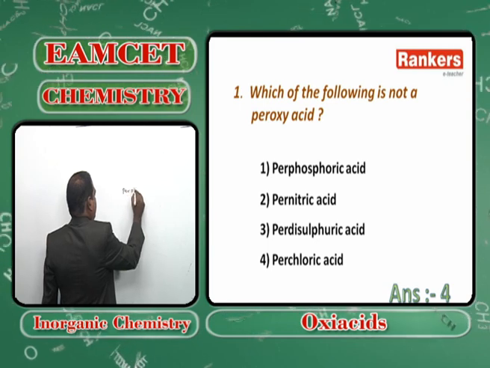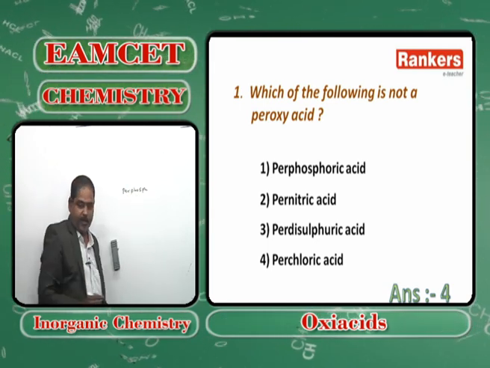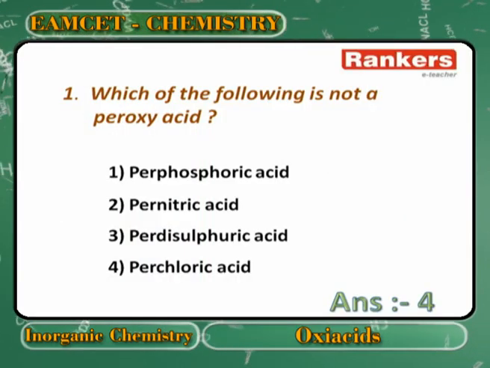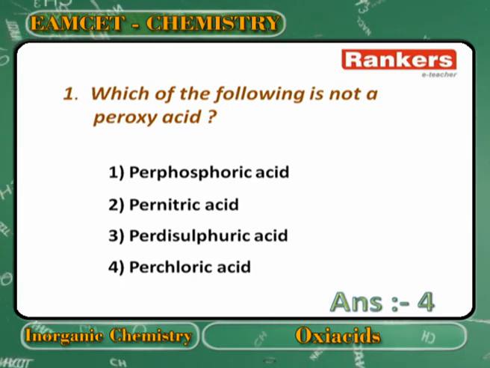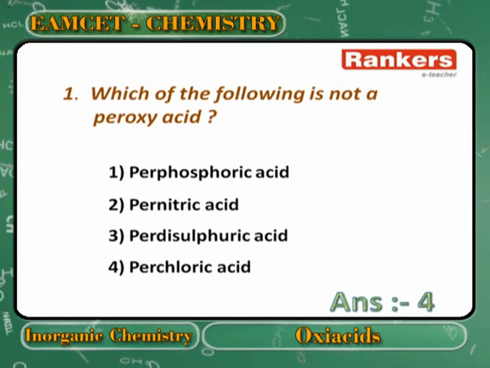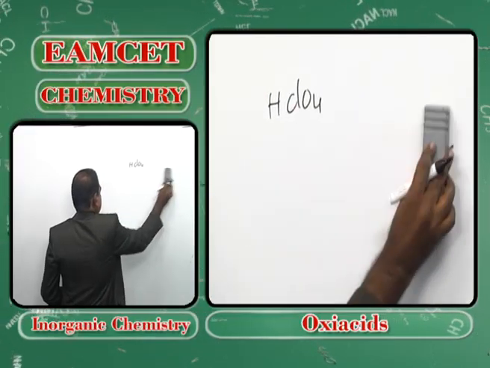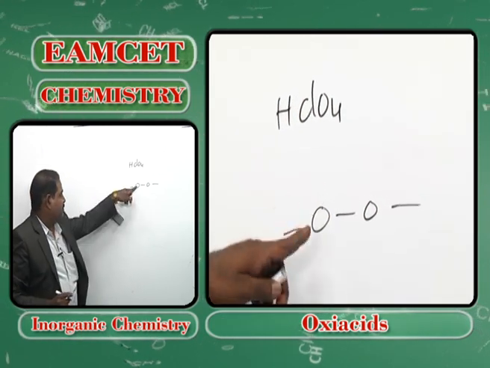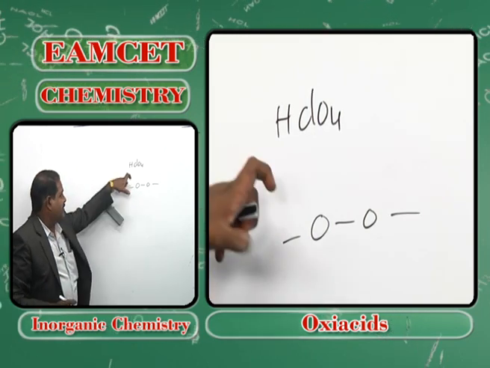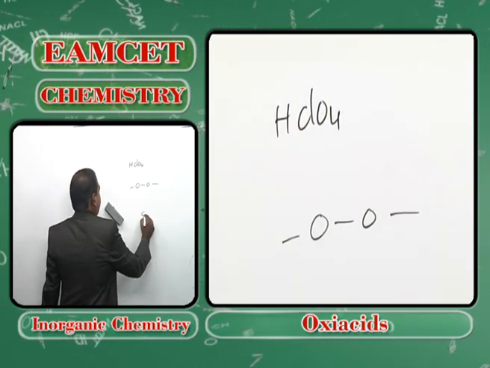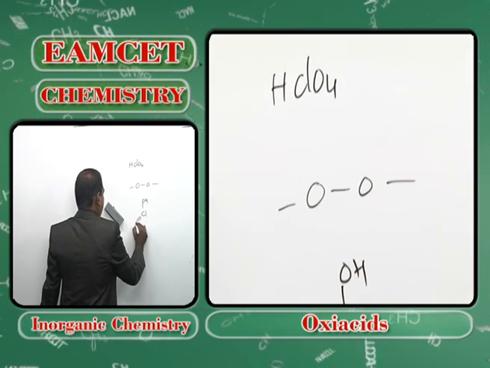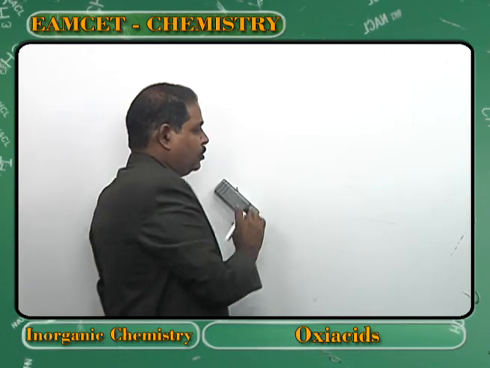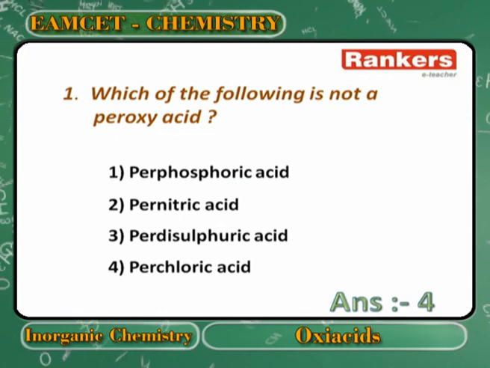Perphosphoric acid. I already told you perphosphoric, pernitric, perdisulfuric, perchloric. What did I tell you about perchloric acid? It is just HClO4. It is not a peroxy. Why? There is no oxygen-oxygen single bond. An oxygen-oxygen single bond arises out of some need where the valencies are not clearly satisfied. Here HClO4 can quite comfortably be Cl-OH with double bond O, double bond O, double bond O. We will discuss more about peroxy substances tomorrow. So what is the answer? Perchloric acid, answer 4.